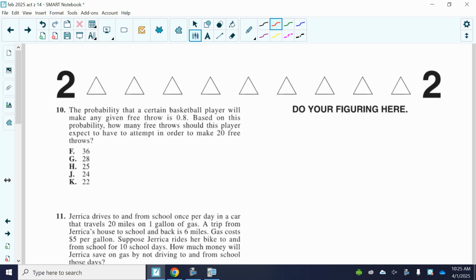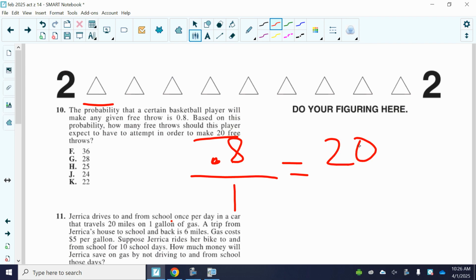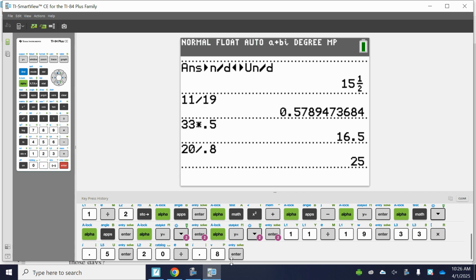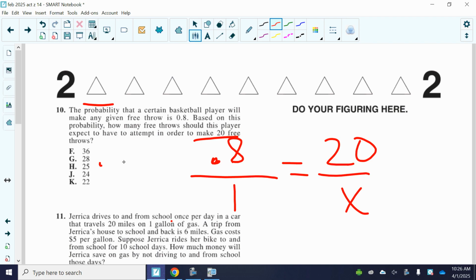Ratio proportion. Probability is always a ratio, boys. If I say the probability of winning the game is 3 out of 5, 3 is the wins and 5 is the total. So if the probability of me making a free shot is 0.8, that's 0.8 mades for every 1 attempted, huh? So how many free throws should I make in order to make 20? 20 is to x. Cross multiply, 0.8x is 20, and the answer is whatever 20 divided by 0.8 is. They've asked that before, and they've suckered me, and it's 25. So the answer is H.